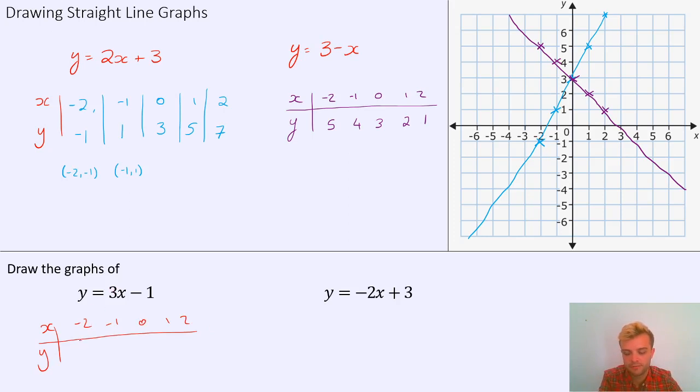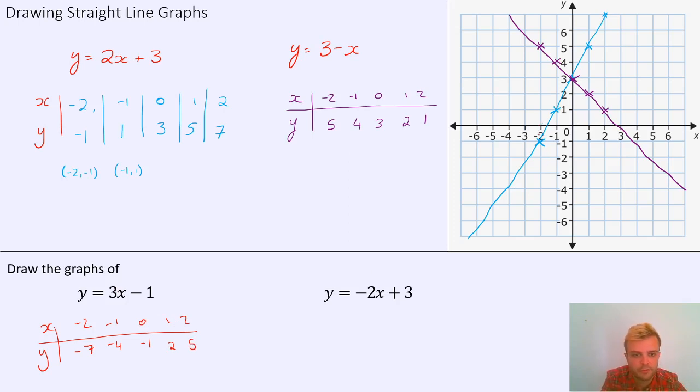3 times -2 is -6. Take away 1 is -7. 3 times -1 is -3. Take away 1 is -4. 3 times 0 is 0. Take away 1 is -1. 3 times 1 is 3. Take away 1 is 2. And 3 times 2 is 6. Take away 1 is 5. So those are our coordinates, and we plot them on our grid.